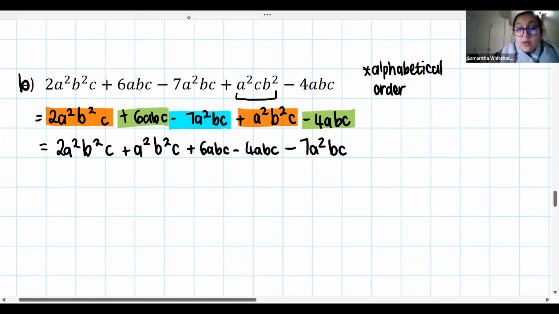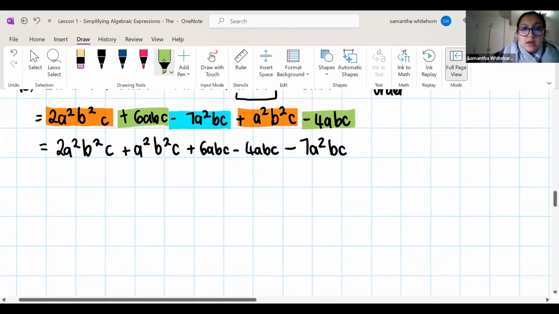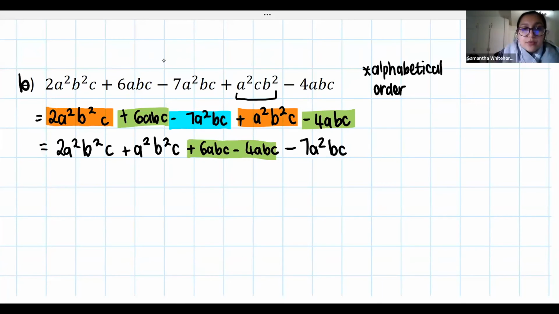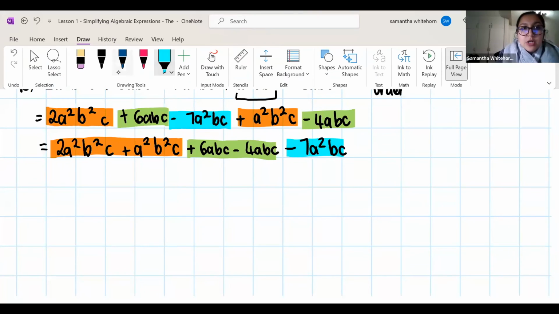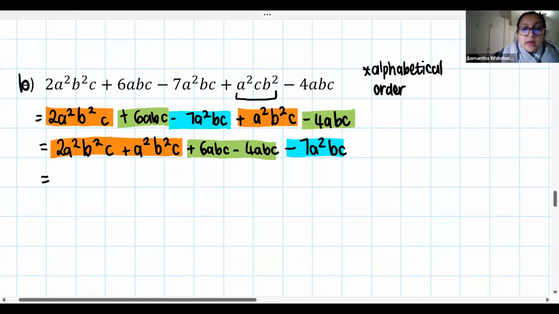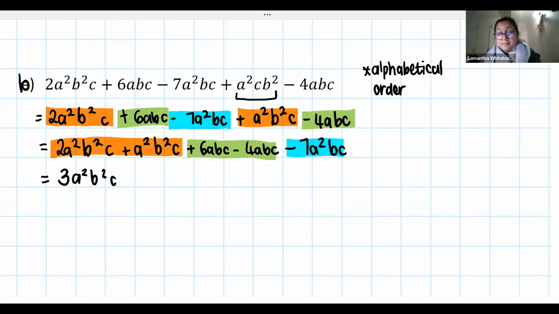And if you want, especially because there's a lot going on here, just highlight or group your like terms so that you know exactly what you're working with. And then we can go and add and subtract our like terms. So the 2A squared, B squared, C squared plus A squared, B squared, C squared gives us 3A squared, B squared, C squared. Too many letters, too many things. That's my orange group. Now my green group, 6ABC minus 4ABC, positive 2ABC. And then we've just got that minus 7A squared BC at the end.